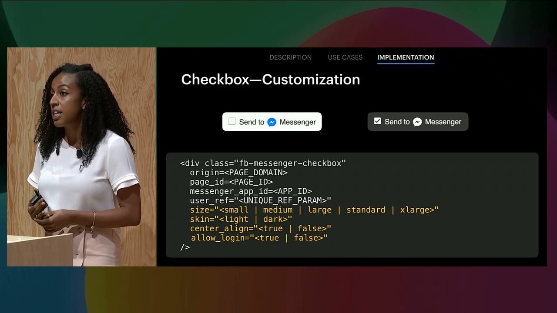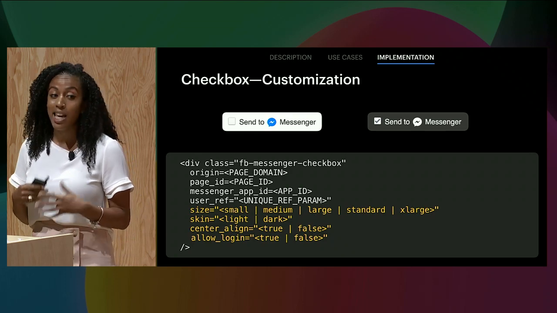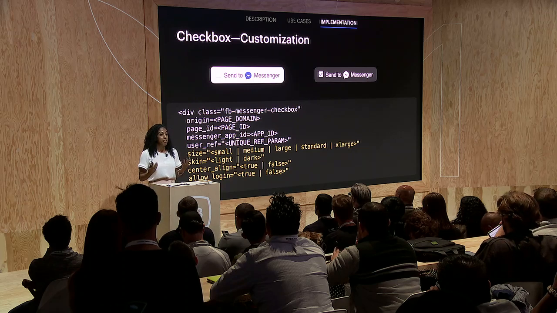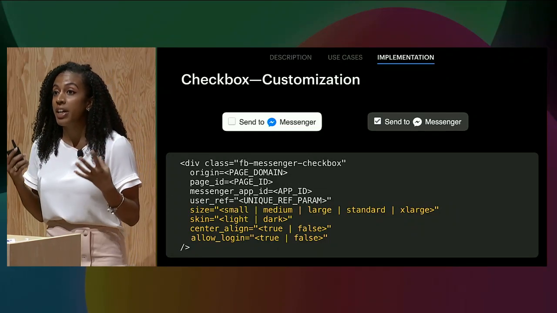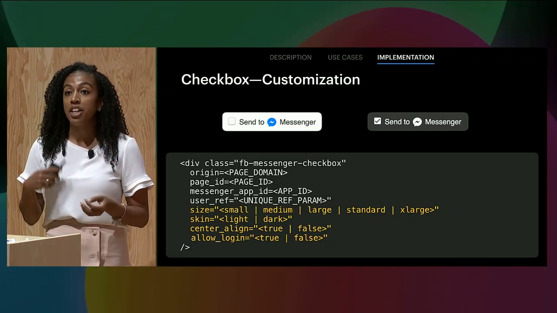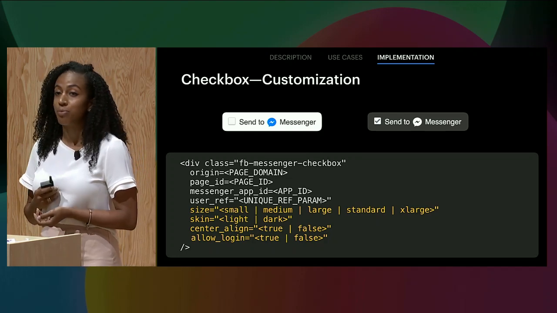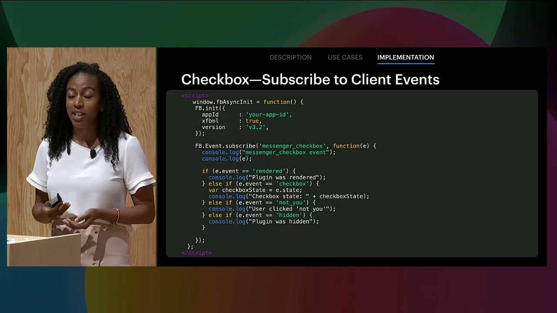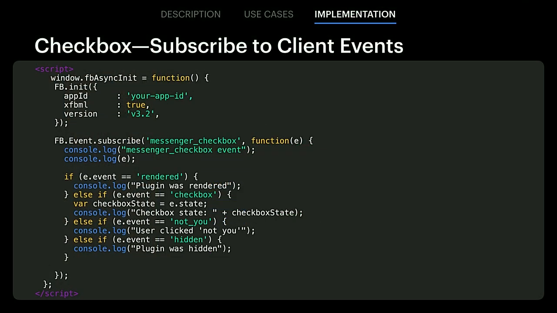Now, just like the other plugins, the Checkbox plugin allows you to do some customizations, such as sizing and theming. You can also choose if you'd like to display it to only Facebook or logged-in Facebook users. Now, when rendering the plugin, it's also very important that you provide a very clear opt-in text above it so that your users are well informed, and it will also help keep your page's block rate low. You can subscribe to client events for the Checkbox plugin so that you understand when the plugin state changes as well.